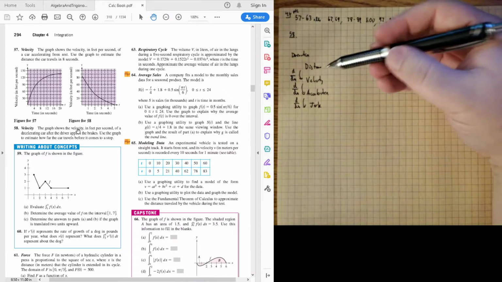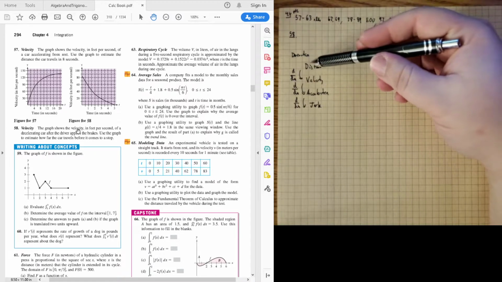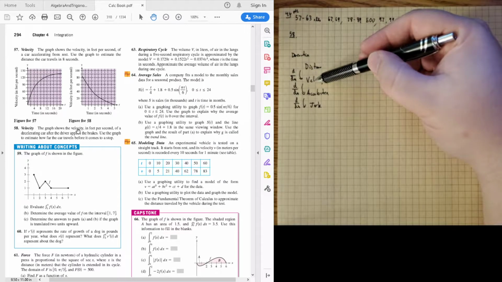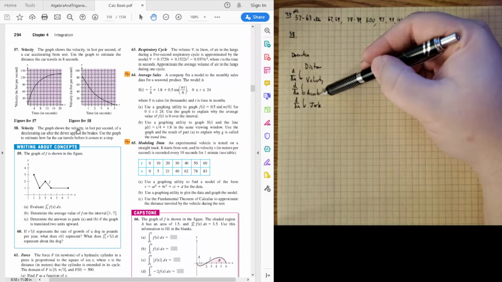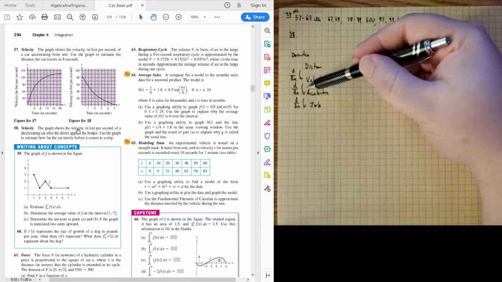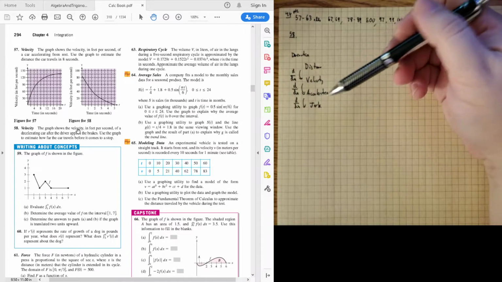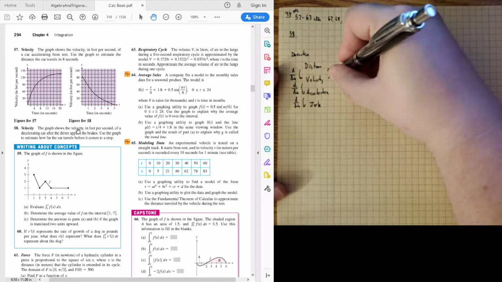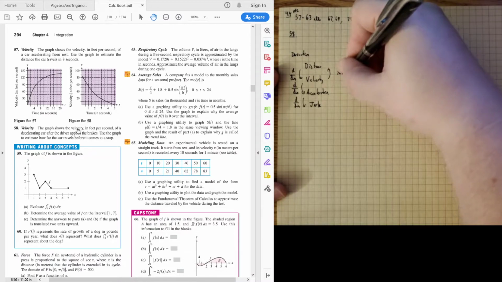Got it. So we can use derivatives. If we have the distance formula, we can use a derivative to find the velocity formula. If we have the velocity formula, we can use a derivative to find the acceleration formula. If we know the acceleration formula, we can use the derivative to find the jerk formula. But now that we've connected this chapter, we know that if we integrate, it performs the opposite function.